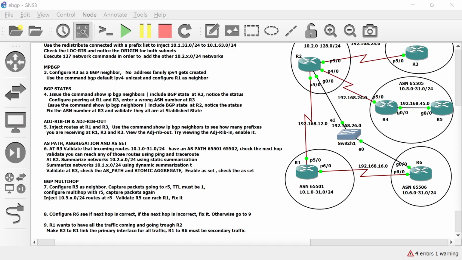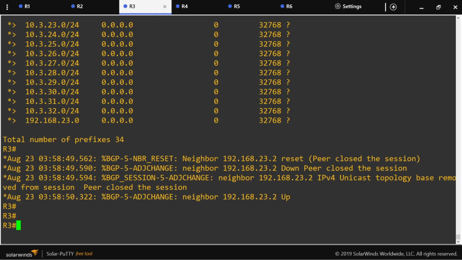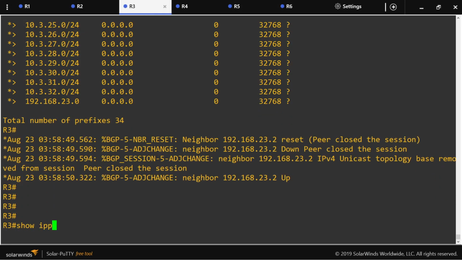Then we're going to summarize networks at Router 2. We're going to use a static summarization and dynamic summarization. Then we're going to add the AS set, and we'll check the parameters AS path and atomic aggregate. So let's go to Router 3 and see what is going on with our routes.